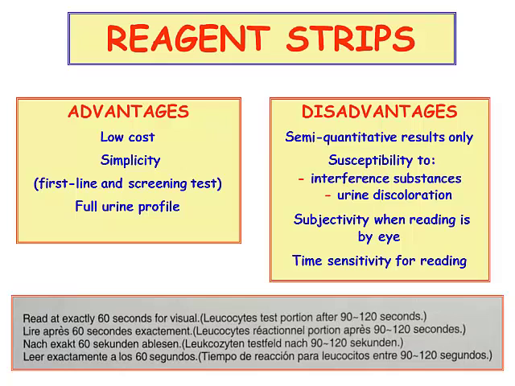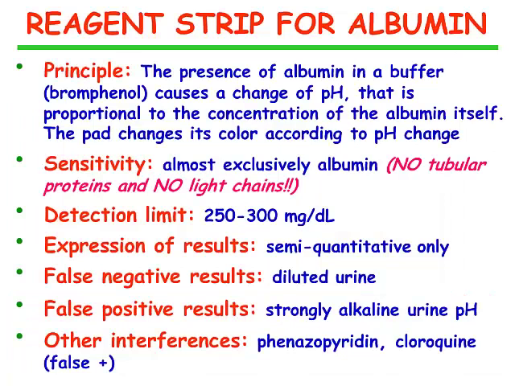It supplies only semi-quantitative results, and it is susceptible to interfering substances, which should be known by the user of dipsticks. It is influenced by urine discoloration, which may hamper the examination in different proportions. And there is also subjectivity when the reading is by eye. And there is time sensitivity for reading, which must be respected and is usually reported on each box from each producer. What about the reagent strip for albumin?